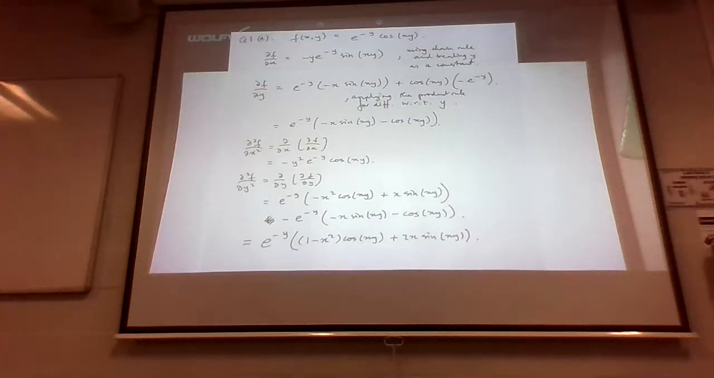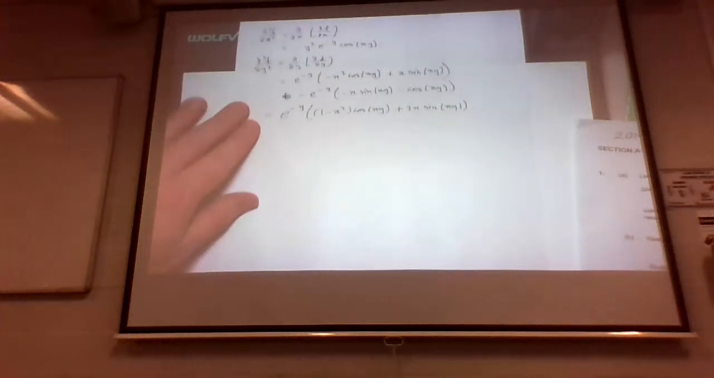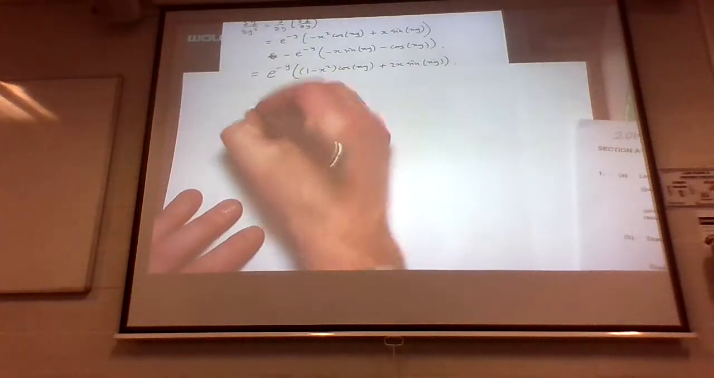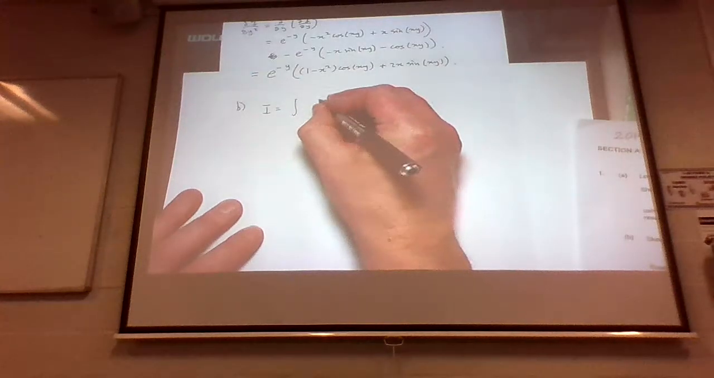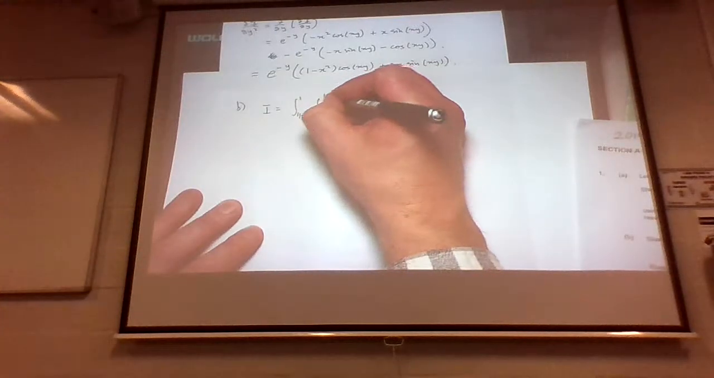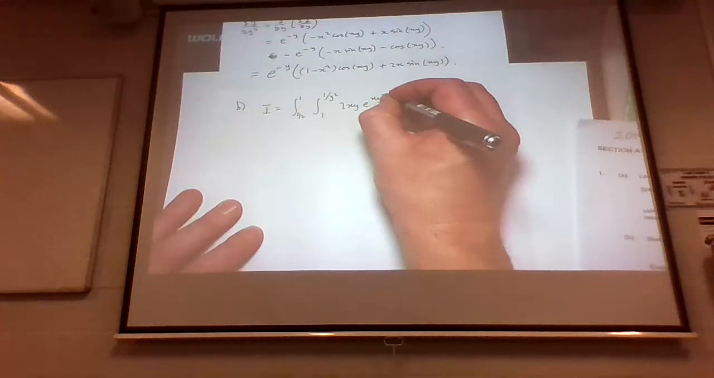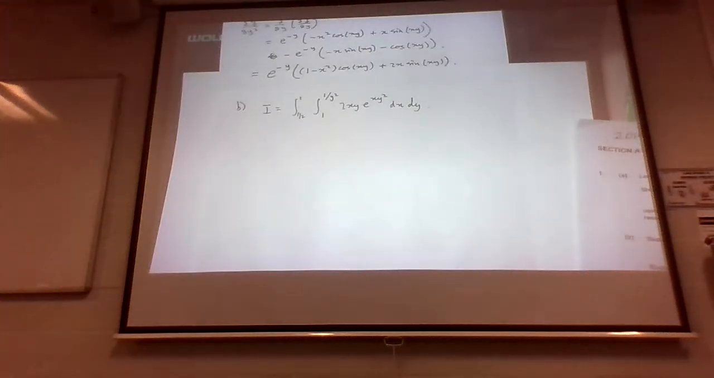Part B. Part B is a little bit more involved. So we're faced with a double integral in terms of the limits. So the instruction is to evaluate it by first reversing the order of integration.